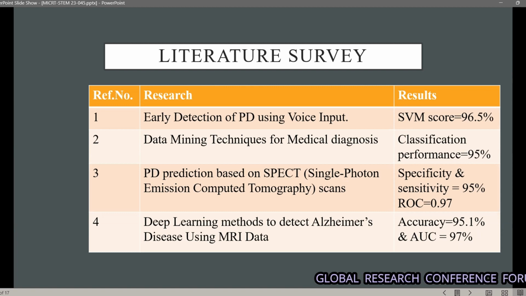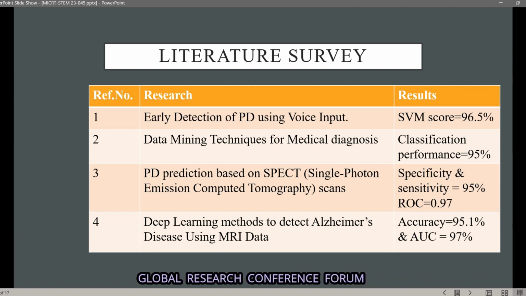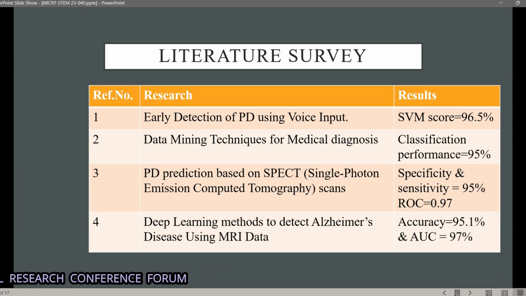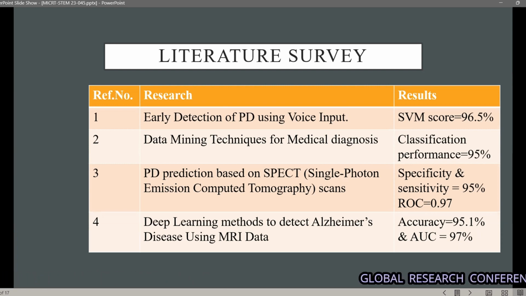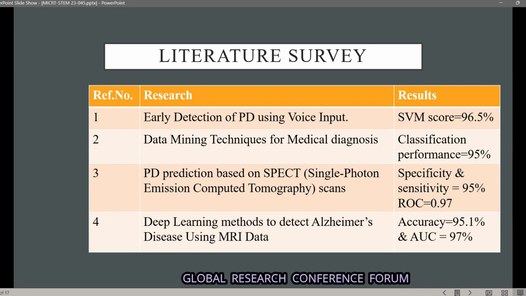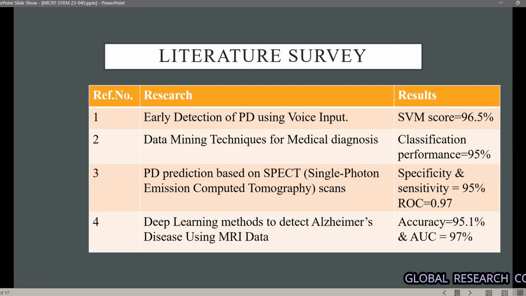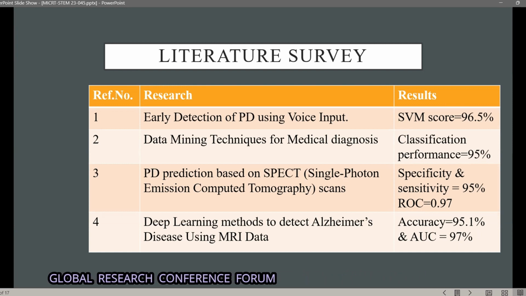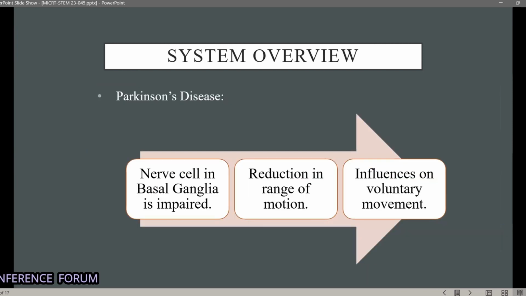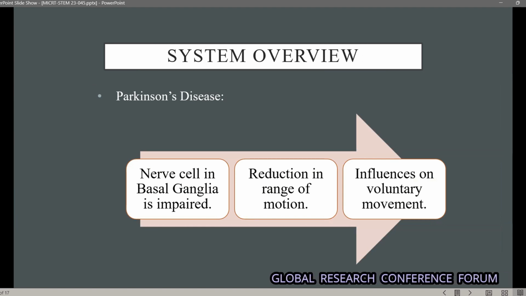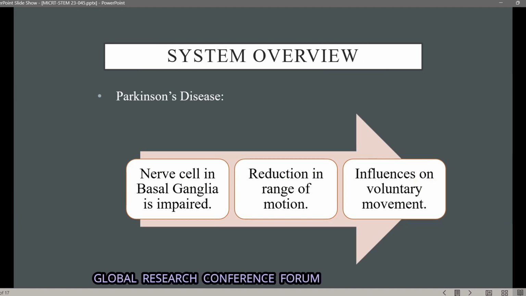Then there was a prediction-based approach for Parkinson's using SPECT scan, that is single photon emission computed tomography. Their specificity and sensitivity were above 95% and ROC was 0.97. Then, for deep learning techniques to detect Alzheimer's disease, they used MRI scan and their accuracy was above 95% and AUC was 97%.